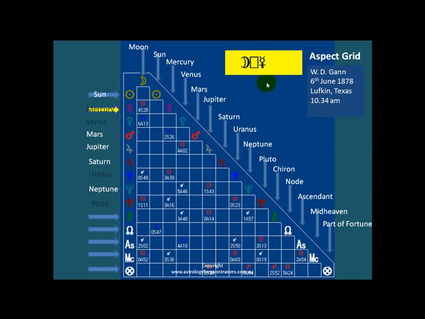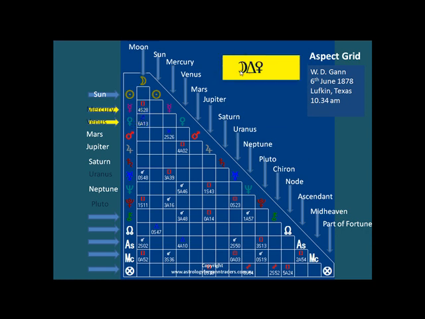So this is the language, these are the symbols that you're slowly going to get used to seeing, where you immediately know what that means. You've got two planets forming a square. Okay, so then we keep going, and we notice that the moon coming down the next little section to Venus is actually trine.